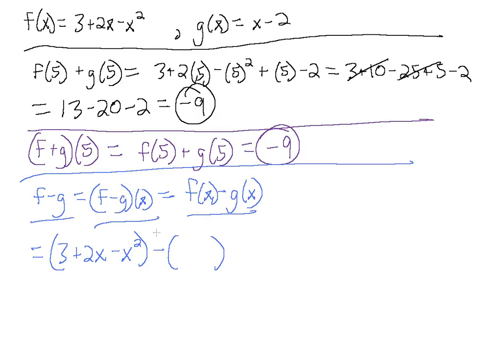So we don't lose a minus sign, we're actually going to be distributing. We're subtracting the whole expression, the whole function. So we have x minus 2. We can drop the parentheses over here, 3 plus 2x minus x squared.